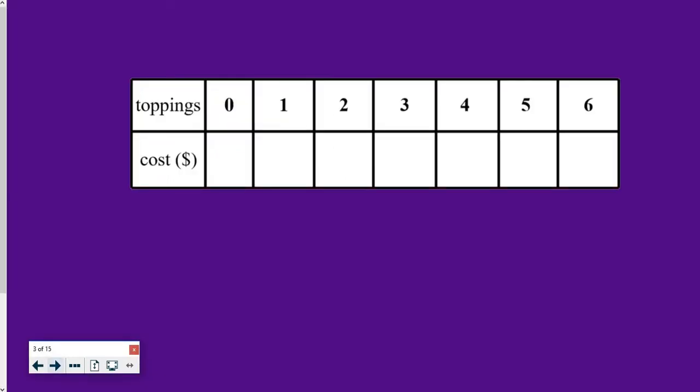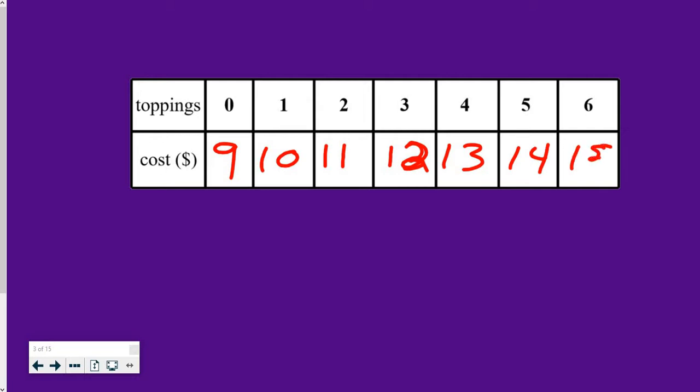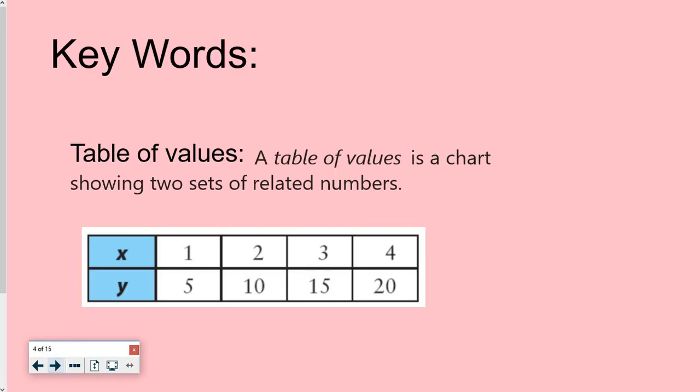So if we have 0 toppings, let's fill in this chart. The cost is $9. For 1 topping, it's 10. For 2, it's 11. For 3, it's 12. 13, 14, 15. So we know that it goes up by $1 each time. Now that we've understood, we're going to go over the table of values.